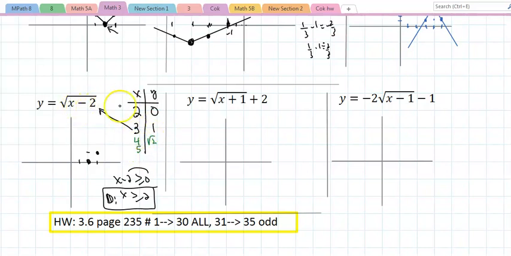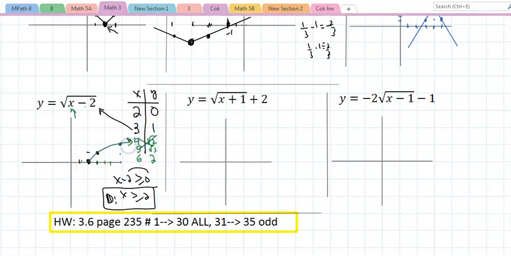Square root of 5 minus 2 is 3. What if I put a 6 in there? 6 minus 2 is 4. Square root of 4 is 2. 1, 2, 3, 4, 5, 6, 1, 2. Wouldn't it be wise not to choose those?